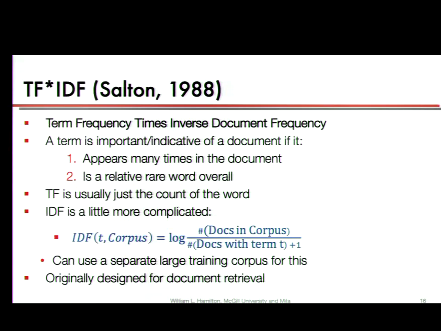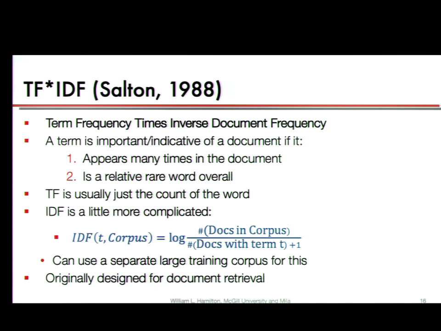And this is the intuition behind what's called the TF-IDF weighting scheme. This was first proposed by Salton in 1988. It was actually first proposed for helping to run search engines, but now it's a very useful thing for all kinds of classification tasks. TF-IDF stands for term frequency times inverse document frequency. What this means is that we want a word to be important if it has high term frequency. Term frequency is how many times it occurs in this document. But we also want it to be a relatively rare word overall, so the inverse of how many other documents this word occurs in.